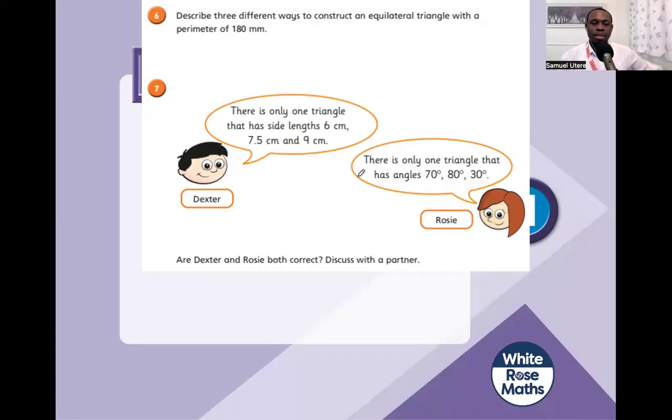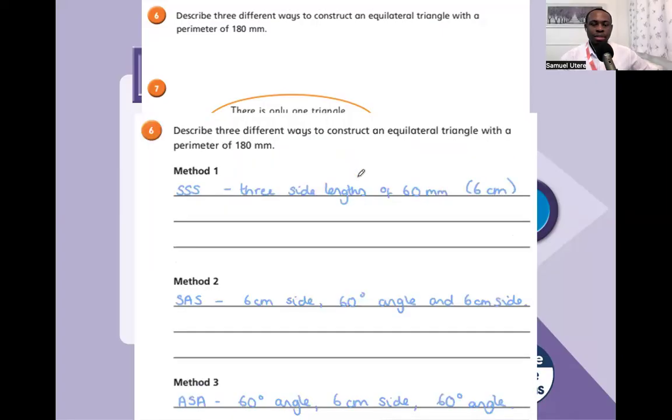Assuming you've paused the video and you've answered questions 6 and 7, here are the answers. So here, question 6, you were asked to describe 3 different ways to construct an equilateral triangle with a perimeter of 180 millimeter. You can construct triangles in different ways. What are the 3 ways we've looked at? Side, side, side, side, angle, side, and angle, side, angle. So you could have side, side, side. So the 3 side lengths would be 6 centimeter each or 60 millimeter each.